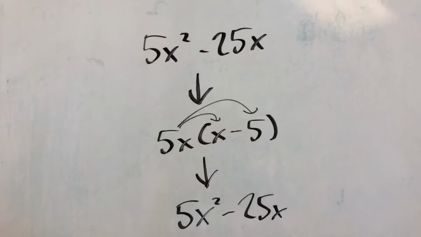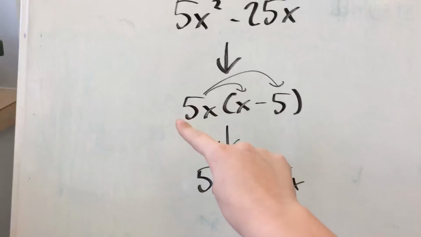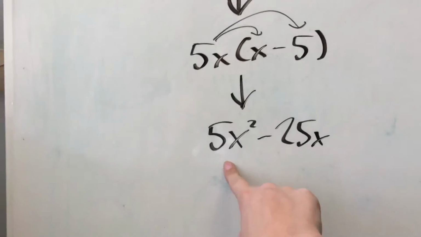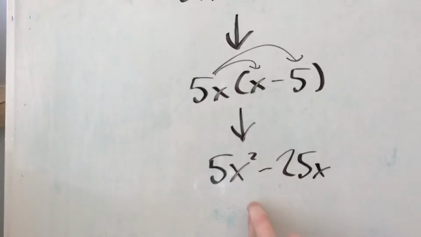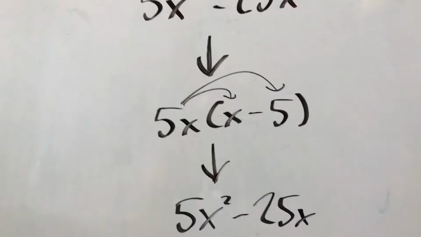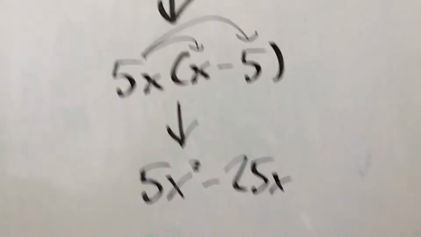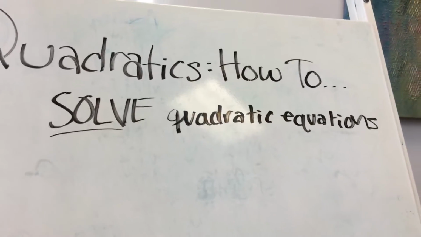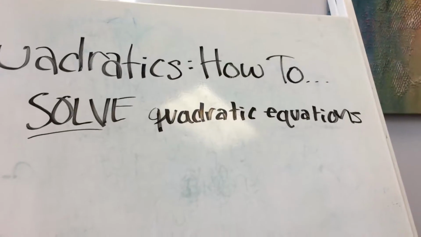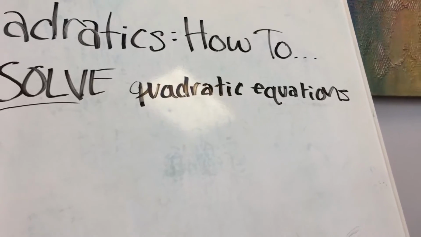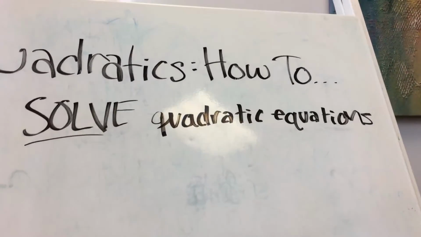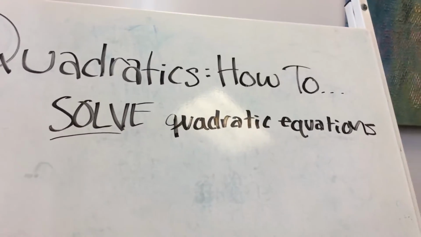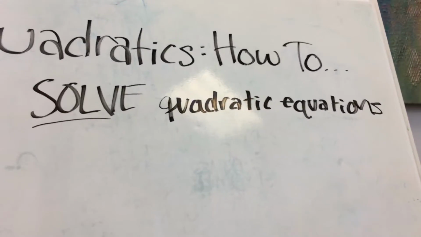When we check it with the distributive property, we just distribute the 5x to the x and the negative 5, which leaves us with 5x squared minus 25x, which is the same thing as, guess what? This. Now we're going to solve some quadratic equations, but I realize that this is basically the same exact thing as interpreting a quadratic graph to find the x values. So I think I'm going to skip this one.